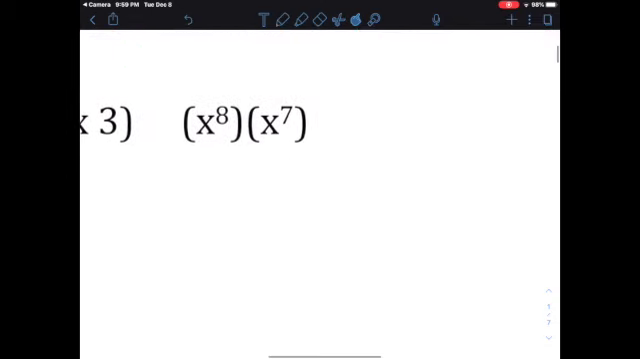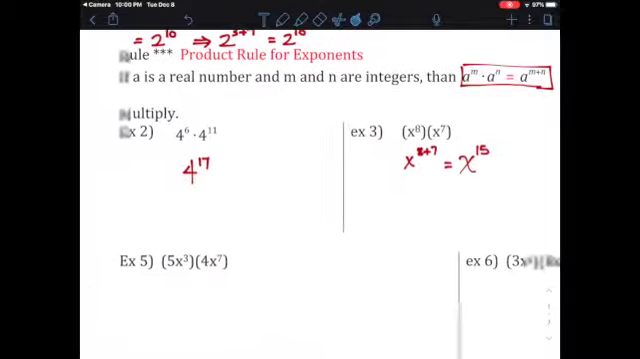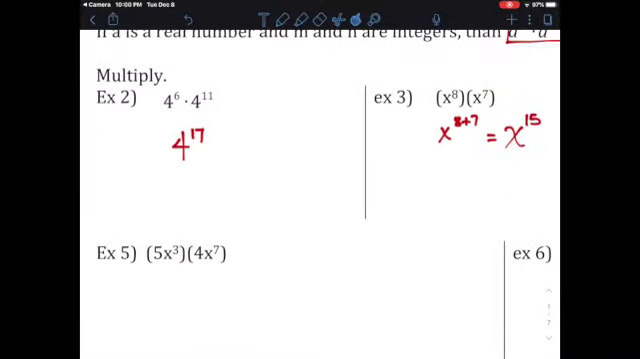The next one is just letters, which is what algebra is all about. In this case, if you look at it, the base is the same, both bases are x. If you want me to write down the step, it's really basic. It's just 8 plus 7, so that's going to be x to the 15th, and therefore it's done. So the base is the same, both of them are x, and it's just adding the exponents, 8 plus 7, and there's your 15. That's example number 3.